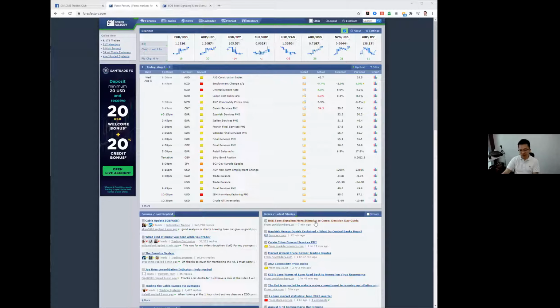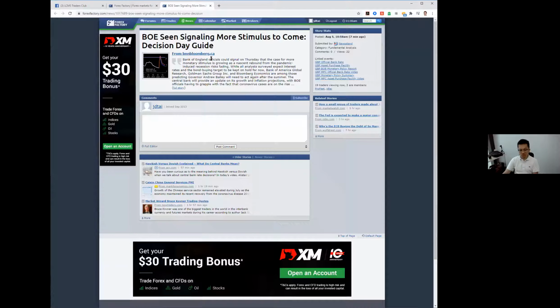But what I want to pay attention to here on Forex Spreadsheet is this news that just came out 7 minutes ago. Bank of England seen signaling more stimulus to come. Decision day guide, you could read that. I clicked on it just then, so there's a bit of details there. I'm not going to go into the details right now because we're going to do a session on the Bank of England decision and also the non-farm payroll numbers coming out on Thursday and Friday, right?